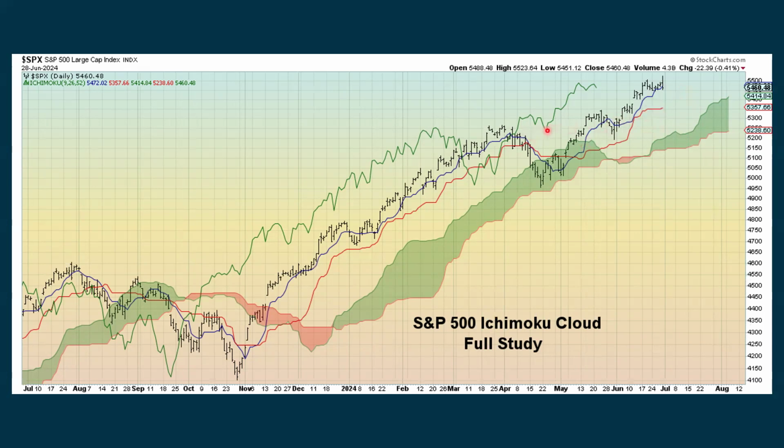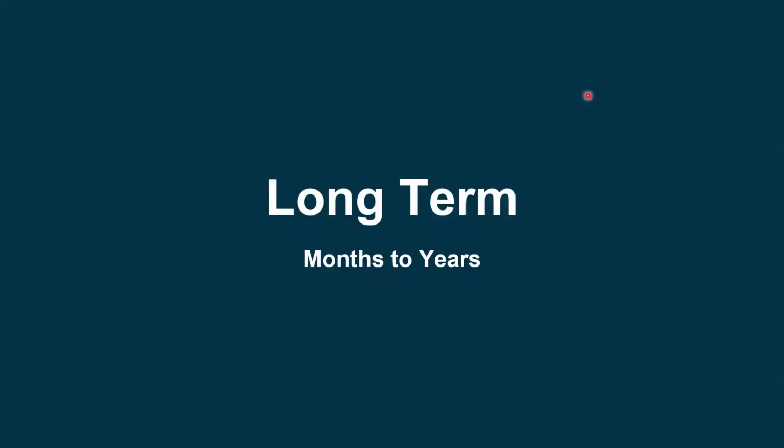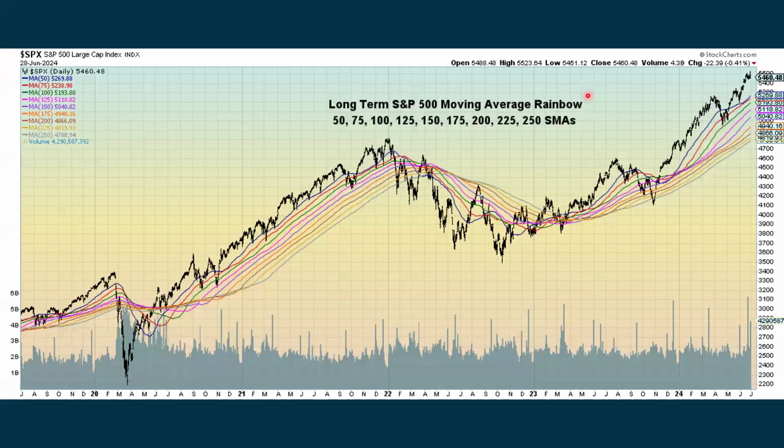And then we look at a longer term measure with the green line. And even though it declined on Friday, it is still going up overall. So this chart is still looking quite positive. Then we have a long-term rainbow going from 50 periods up to 250 periods. Just like the other charts, we're well above all the lines in the rainbow, and all the lines themselves are going up. So the long-term trend is positive.